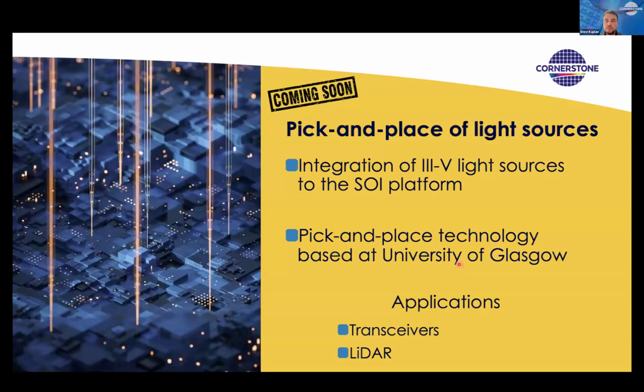And the last service we are working on currently is the pick and place of light sources. Actually, not only lasers, III-V lasers, we are working also on photodetectors. We made the trial tests on PDs at the moment, but the next step will be the III-V light sources on silicon or silicon nitride chip. The colleagues from University of Glasgow are working on this process, and we are expecting to have concrete results by the end of next year.